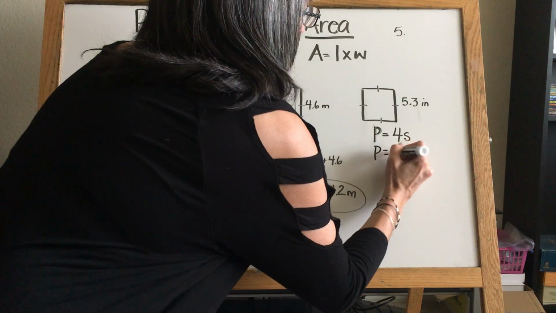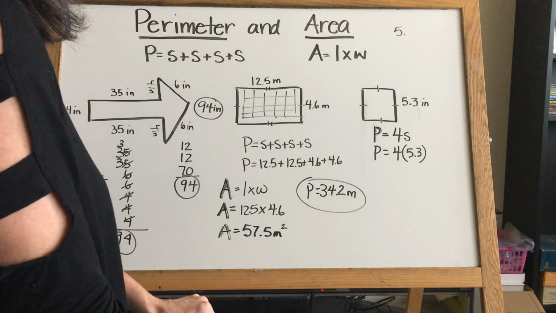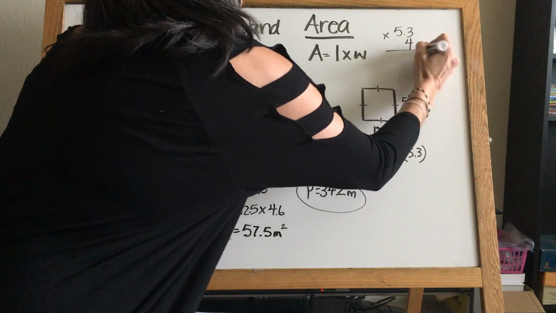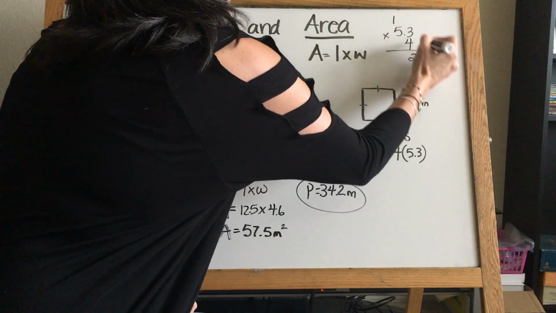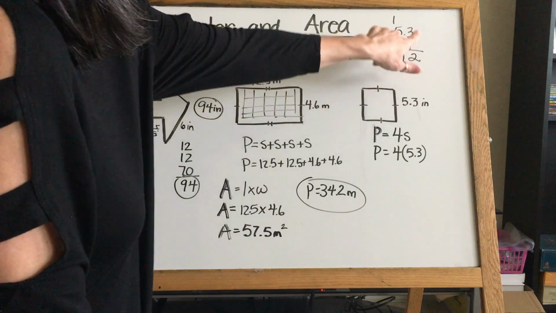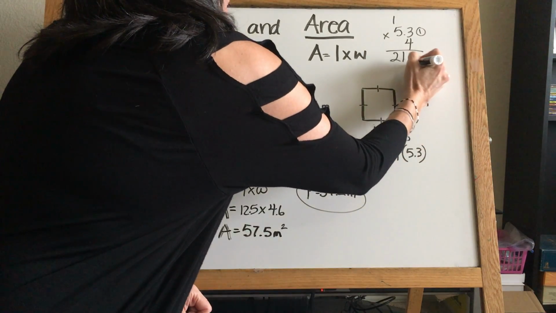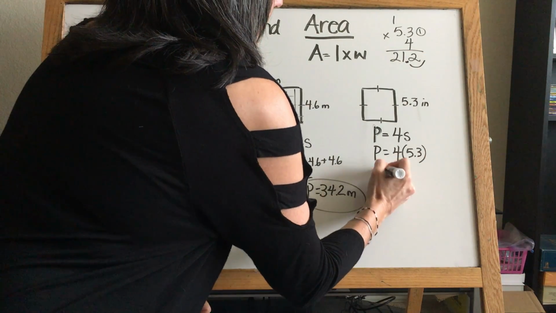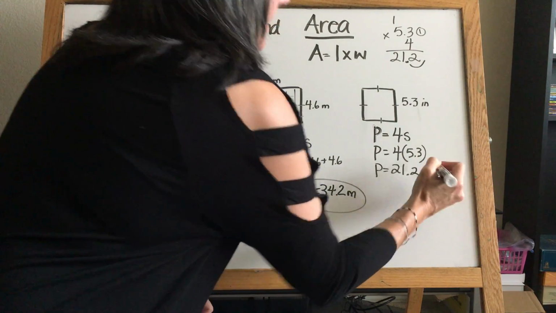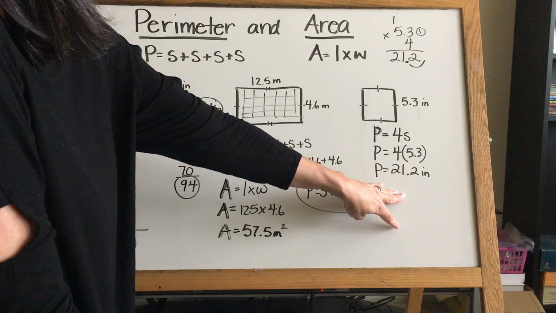So this is going to be P equals 4 times 5.3, or 5 3/10. So I'm going to come up here and do my multiplication. So 4 times 3 is 12, carry the 1. 5 times 4 is 20, plus 1 is 21. Right now my decimal's at the end, but I have one number to the right of the decimal up here. So I'm going to move it back 1 time, and my answer for my perimeter is 21 and 2/10. My unit of measure is inches. Okay, again, it's just the distance around, so it's not squared.